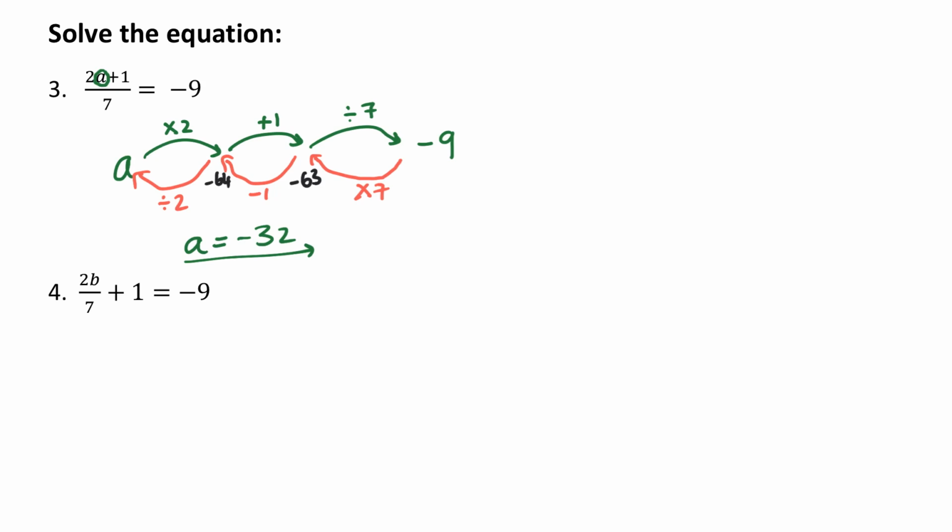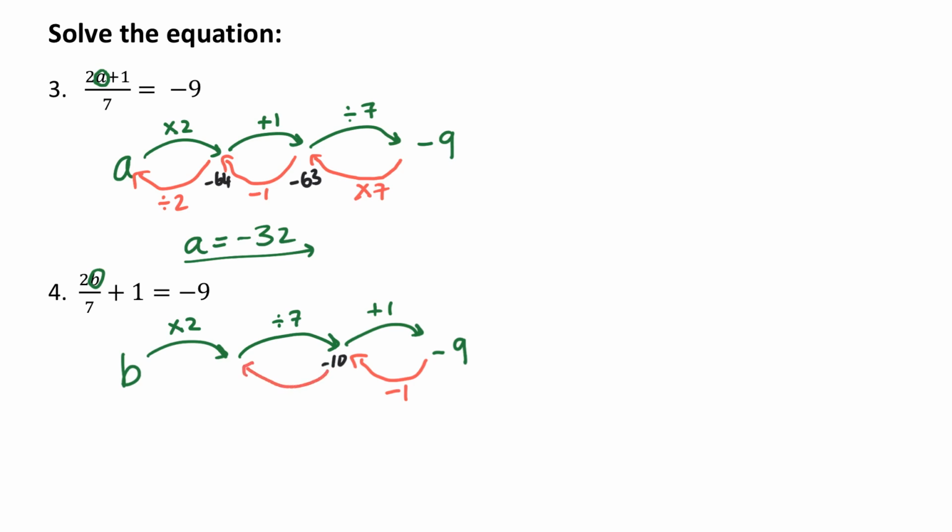Next question. It looks similar to the previous question, but can you see things are being done in a different order? So I'm starting with b. First, b is being multiplied by 2. But what's different in this question is then the answer is being divided by 7. And finally, I'm adding 1. And I get an answer of -9. Now, if I work backwards, the opposite of adding 1 is subtracting 1. So -9 minus 1 is -10. And then the opposite of dividing by 7 is multiplying by 7. So 10 times 7 is 70, and it will be -70. And then my final action, I will be dividing by 2. And -70 divided by 2 gives me that b is equal to -35.